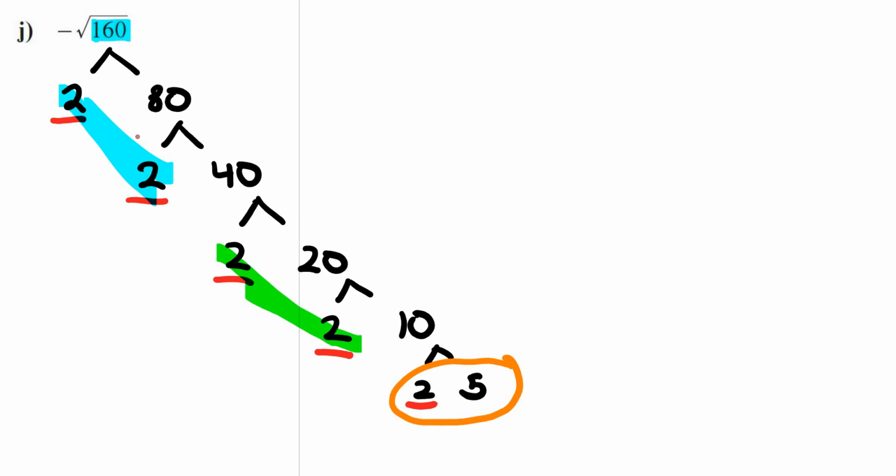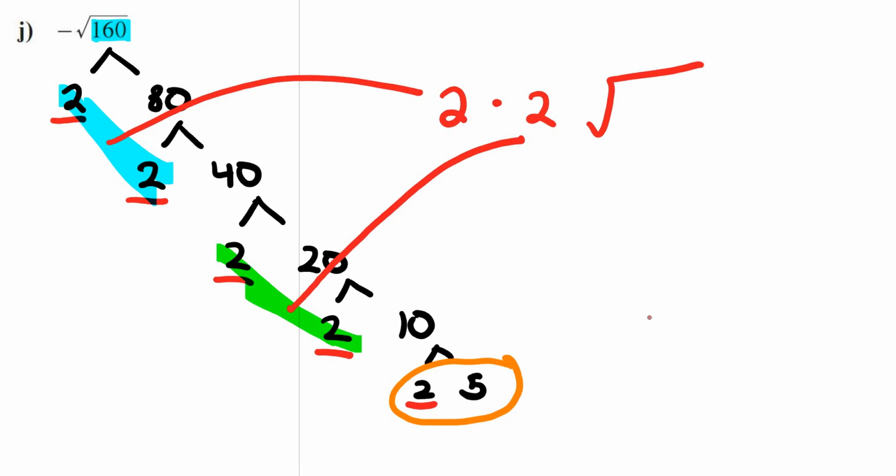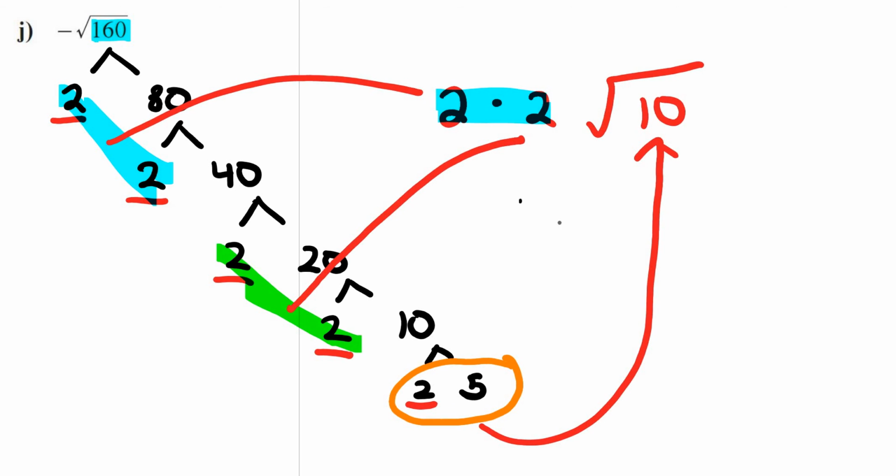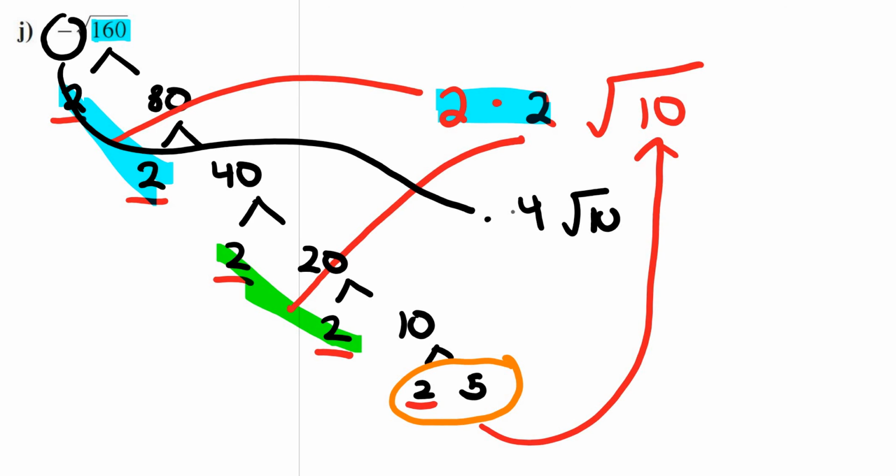So the first pair, this group of 2 here can go on the outside like that. The green 2s can be over there. And this can go on the inside as 10. All right, and if I go ahead and multiply 2 times 2, that's going to be 4 root 10. And there's a minus sign there, and that minus sign can just tag along. So negative 4 root 10 is the same answer using the tree diagram.